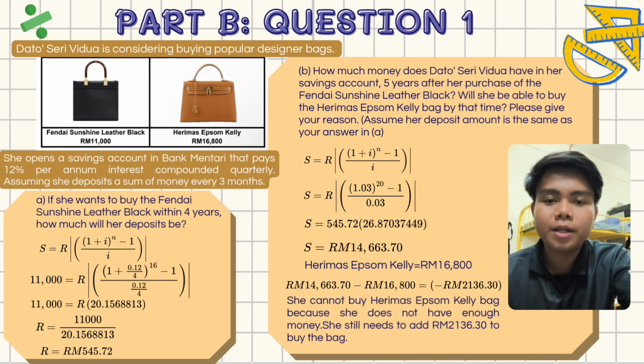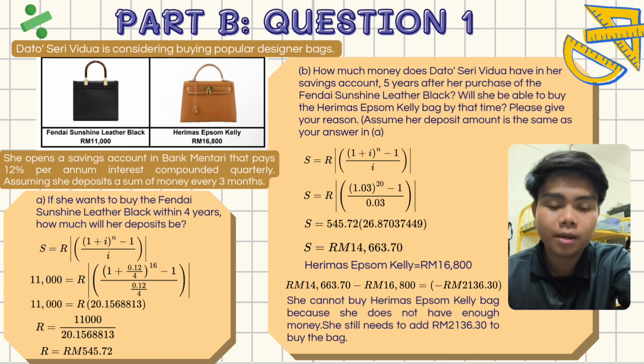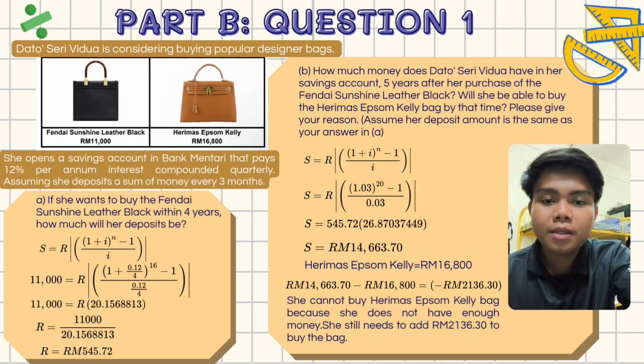Now I will explain the calculation for part B. We want to know how much money Datuk Sri Vidua has in her savings account 5 years after buying the Hyundai Sunshine leather black bag. She continues depositing the same amount as in part A, which is 545 ringgit and 72 cents every 3 months. We find the number of deposits: 5 times 4 equals 20 deposits.